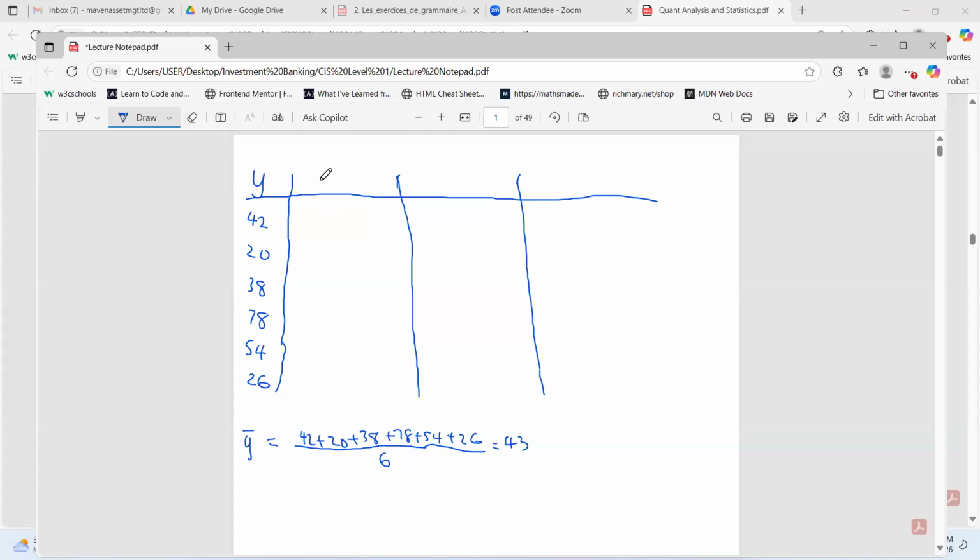At this point, what do we need to do? Y minus Y bar, like we did in the last class. So let's go. 42 minus 43 is -1. This is -23. Give it to me. Let's go. Minus 5. Then 35. 35, right? Yes. Then 11. Minus 17.